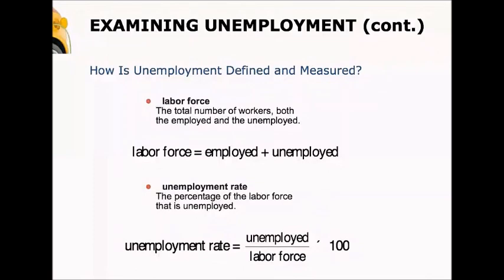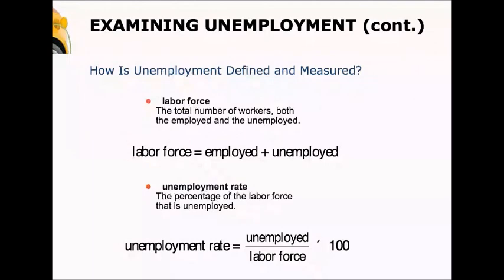How do we measure this? Well, we've got lots of different variables that we look at here. We've got people who are employed, which are people that have jobs, people who are unemployed, which are those that are actively looking for a job but aren't working right now. Those are counted as unemployed. If we add those two together, employed plus unemployed, we get the labor force. It's the total number of workers, whether they're actually working or not.